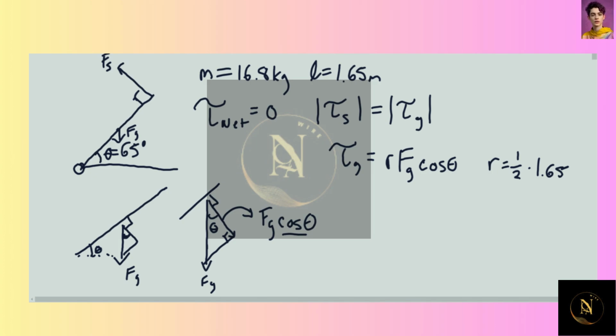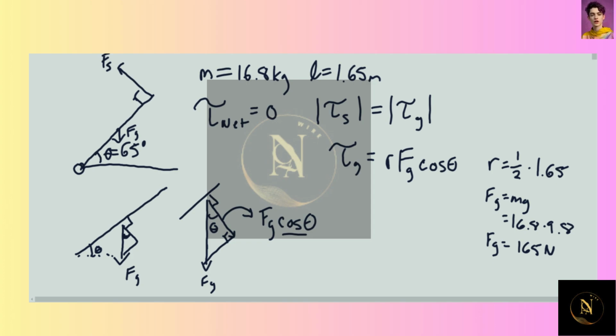And now we need to figure out what Fg is, because we don't have that yet either. But we do have the mass, and we do know that Fg is equal to mg. So that will be equal to 16.8 times 9.8. And so Fg is equal to, I had it written down, 165 newtons. So now we have everything that we need to figure out the torque due to gravity.